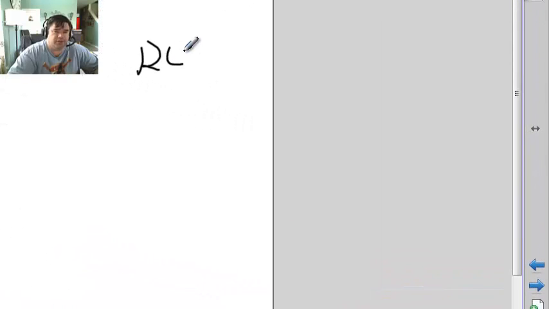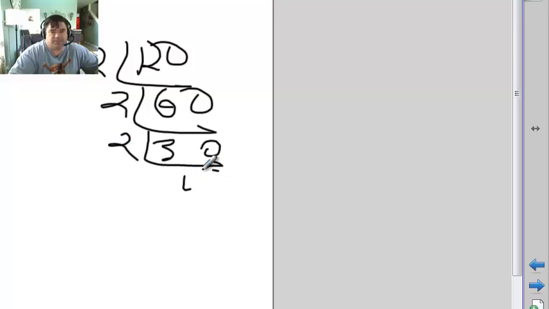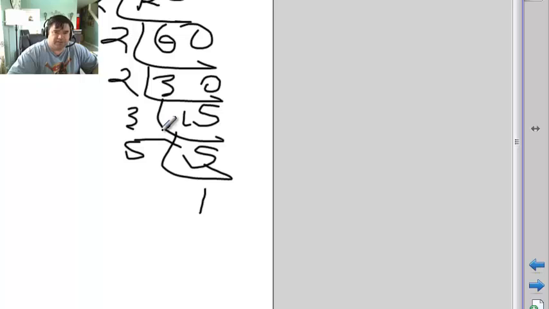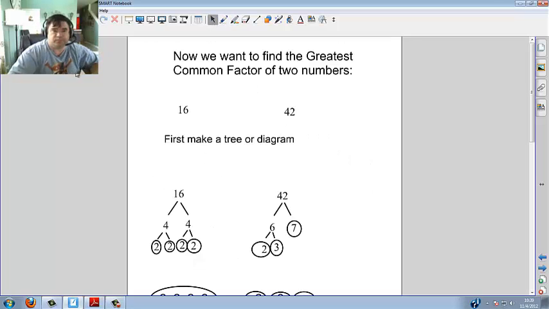The other way, you take 120, I can pull out a 2 and get 60, pull out a 2 and get 30, pull out a 2 and get 15, pull out a 3 and get a 5, and pull out a 5 and get a 1. Both are just as valid. This shows 3 2's, a 3 and a 5. This shows 3 2's, a 3 and a 5. So either way is good.